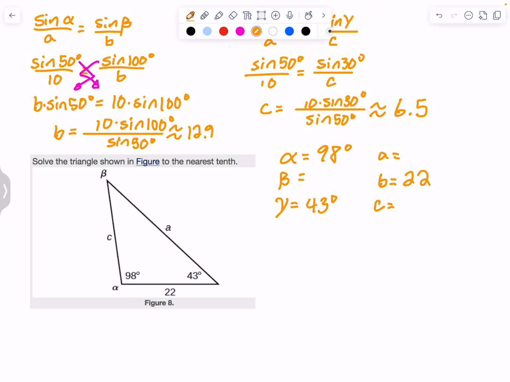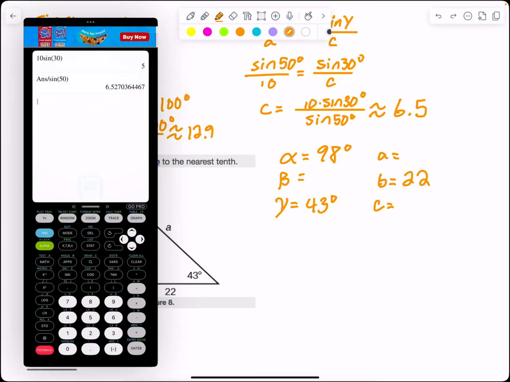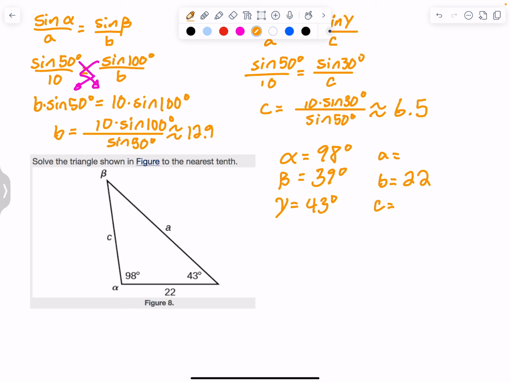Now you may be looking here, and in the last example I said you have to have two of them and then one other measurement. But notice we only have one measurement of each. What we can do is figure out beta, because triangles still add to 180, no matter if they're right or oblique. So I'm going to do 180 minus 98 minus 43. So we get 39 degrees. So now for sure I can use the law of sines, because I have two and then one measurement of another.